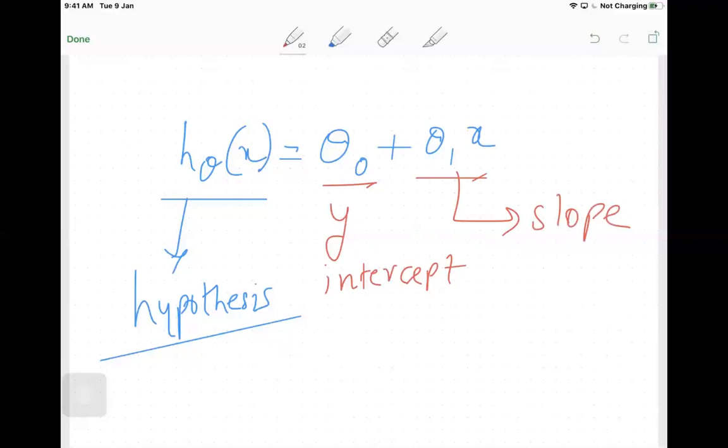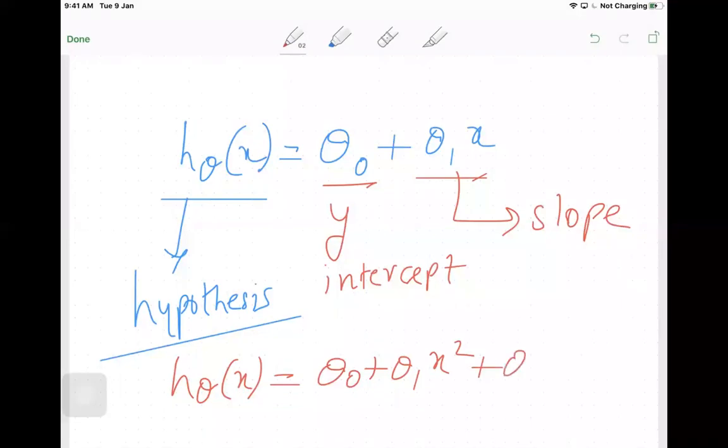Now, when it is not a straight line, but maybe you're trying to solve a non-linear relationship data. That means you're trying to fit a curve through the data. Then in that case, what will happen is that h theta of x, whatever the hypothesis that we have taken, will become much more complex. Complex in the sense, let's say it is becoming like this: theta 1 x square, let's say theta 2 x cube plus theta 3 x power 4 and so on.